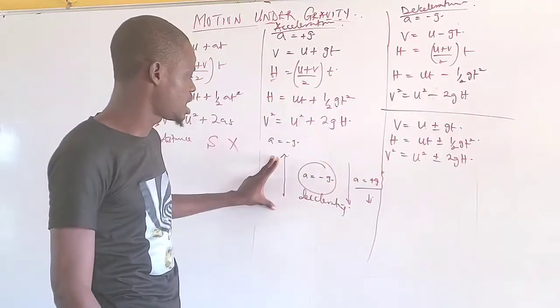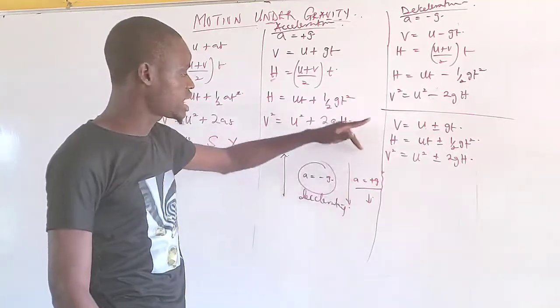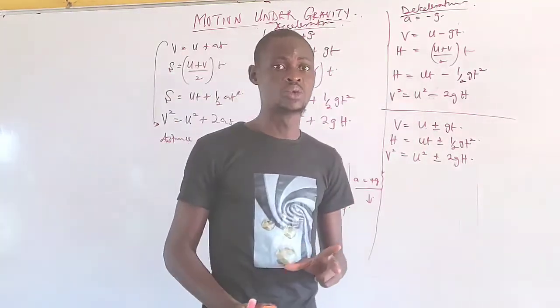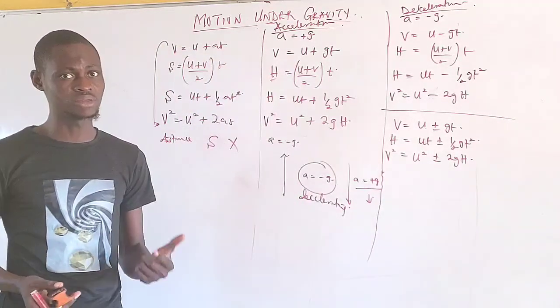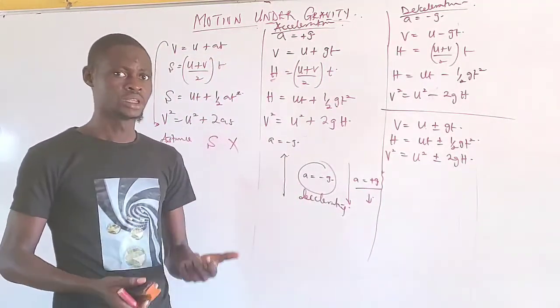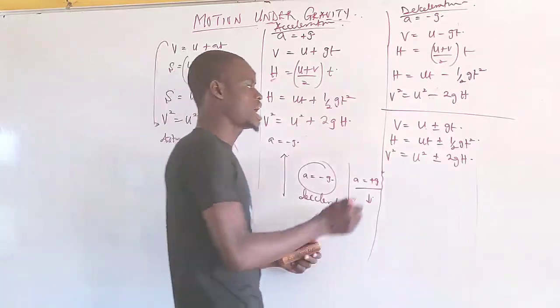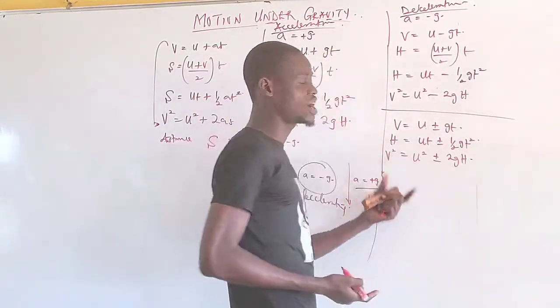I think I've explained it here. When the body is falling downward, we take downward motion as what? Acceleration, which is positive. When you throw a body upward, we take it as what? Negative, because the body is simply decelerating. So I can have h equal to ut plus or minus half gt squared.